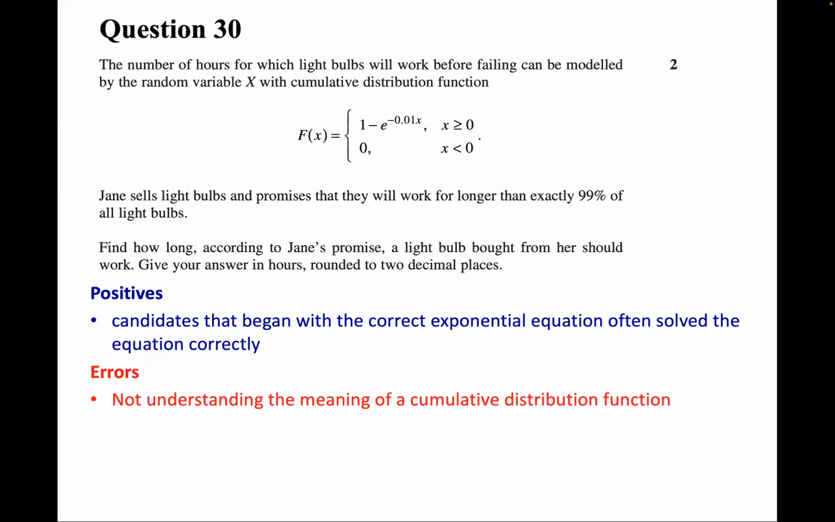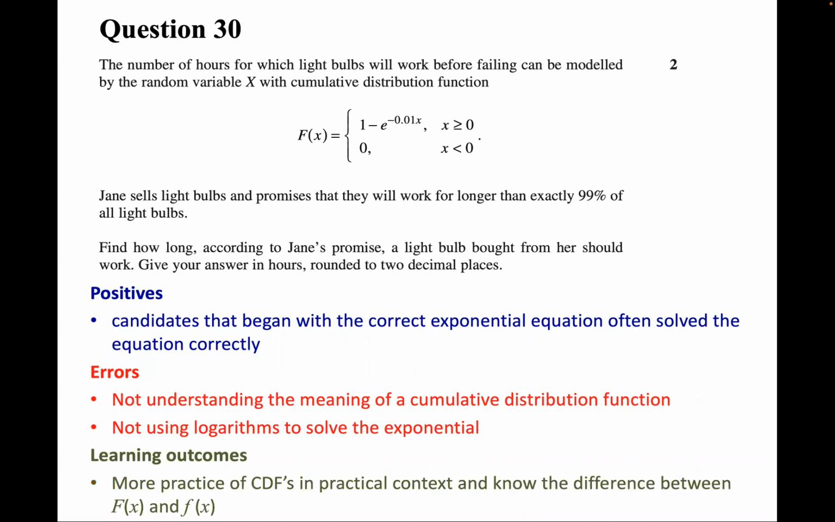Some of the common errors that we saw was students that did not have an understanding of what a cumulative distribution function actually is. It's a capital F where you see the F of x in the question. It's not a lowercase f. So we need to understand how that works if we want to be able to be successful in questions like this. Also, when solving the exponential, some students didn't understand how to go through the process and introduce natural logarithms. With this particular question, it was pretty apparent that more students needed to practice cumulative distribution functions in a practical context and to know the difference between capital F of x and lowercase f of x.